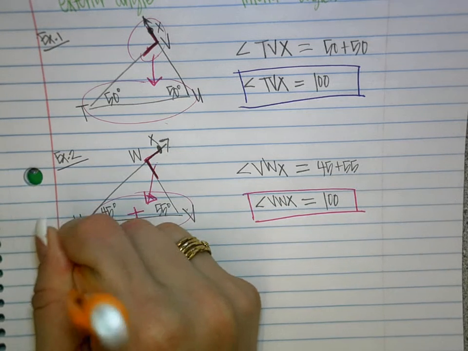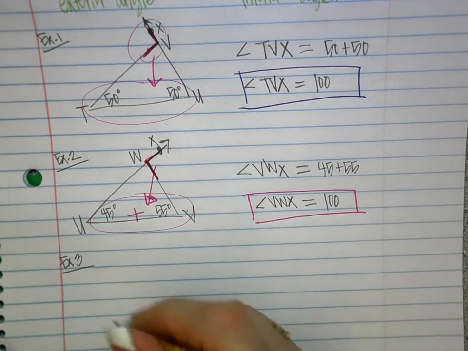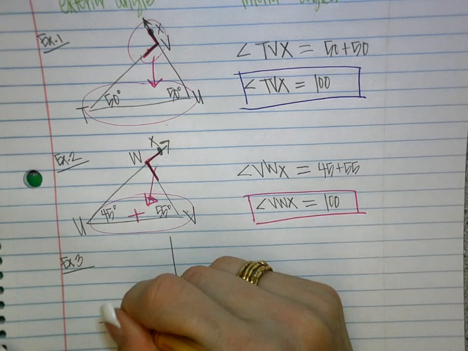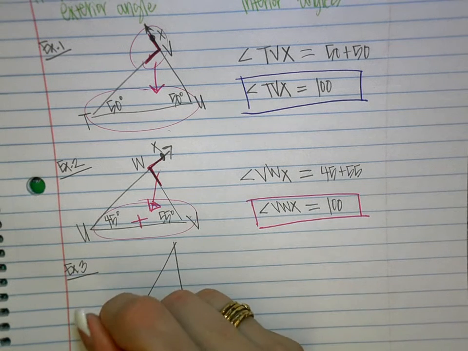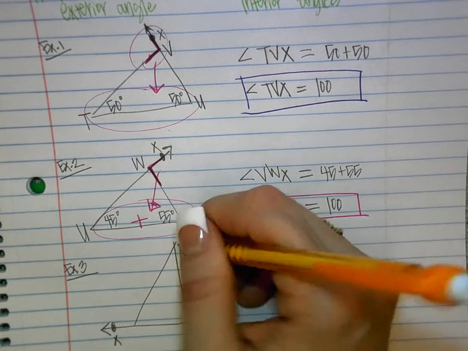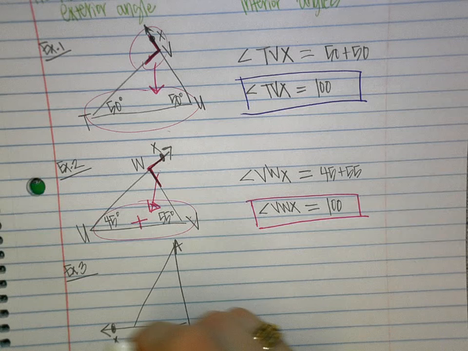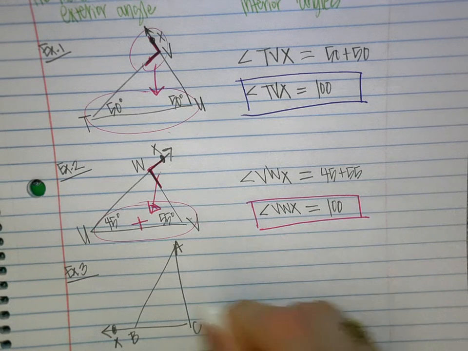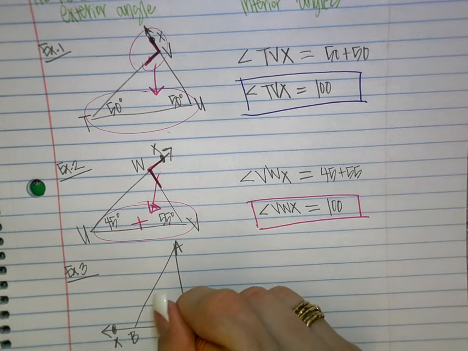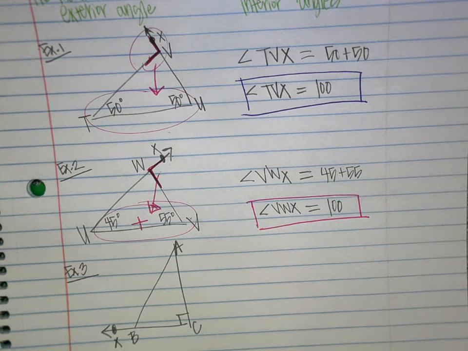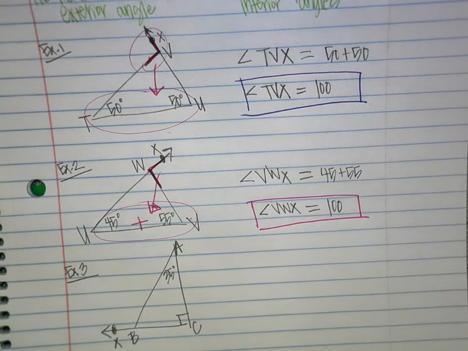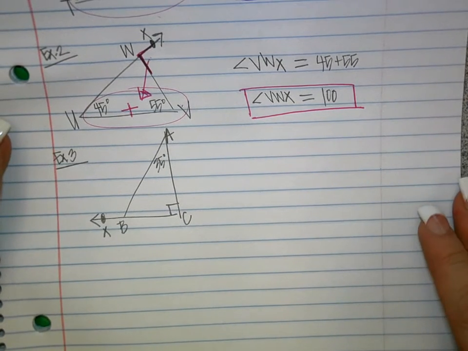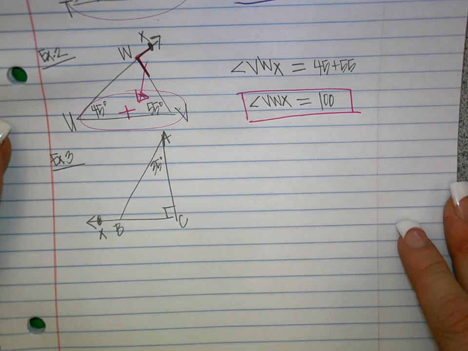Number 3. This time we're going to give you a right triangle. It has an outside point of X. Up at the top is A. On the left is B. On the right is C. This one just has that square in the corner. And then angle A is 35 degrees.